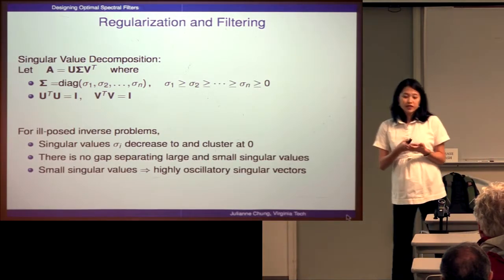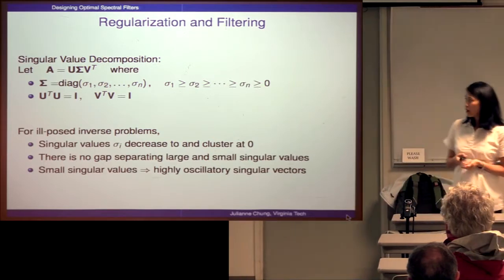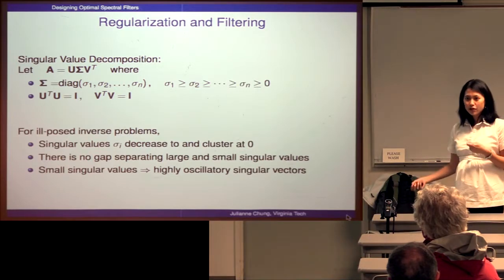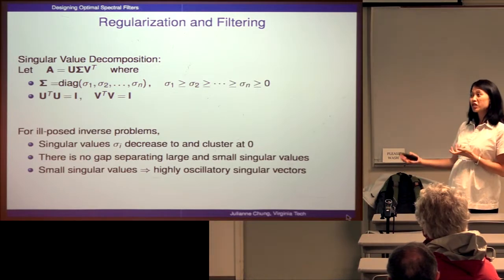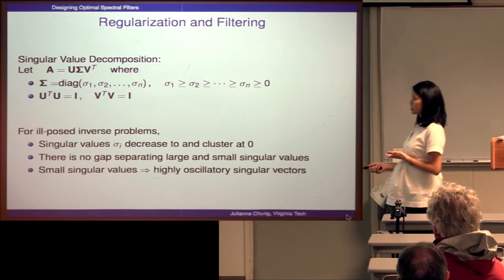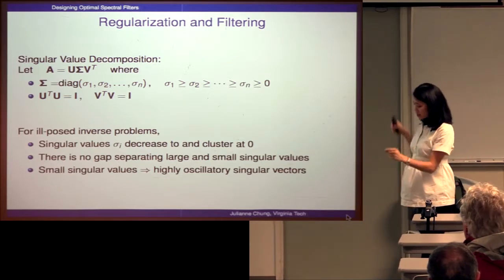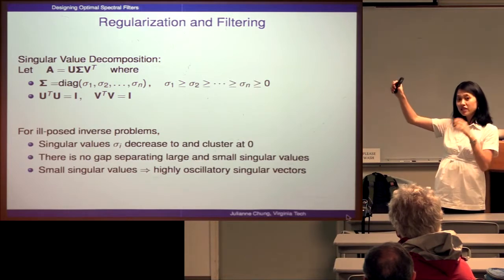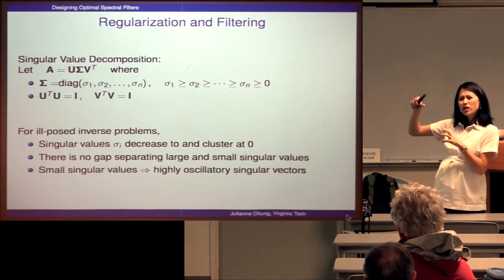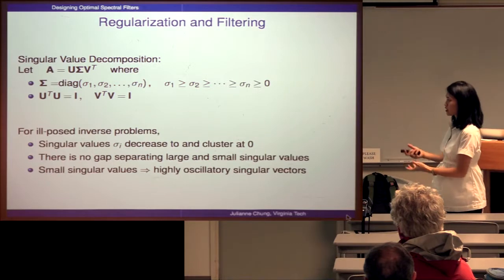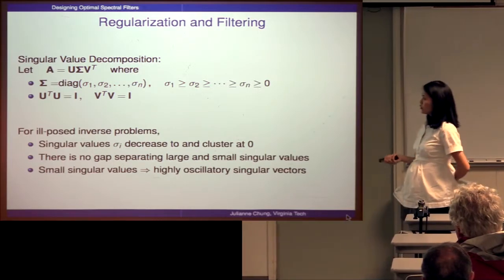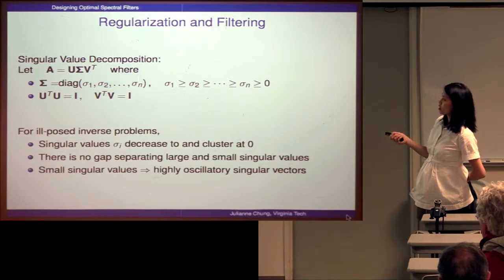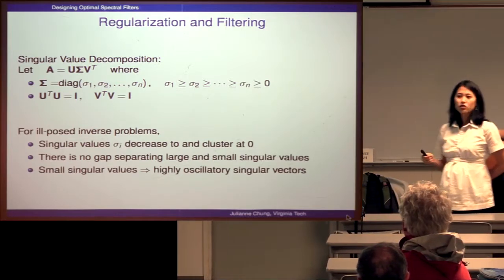Now, the specific properties are that for ill-posed inverse problems, what do we have? If we look at these singular values, they decay to 0 and they cluster at 0. So you have a lot of small singular values close to 0. Furthermore, if you plot those singular values, you can see that there's no gap separating the large singular values and the small singular values. So there's no real concept of a numerical rank in this case. And lastly, the singular vectors, the U and V vectors that correspond to the small singular values, are highly oscillatory vectors.